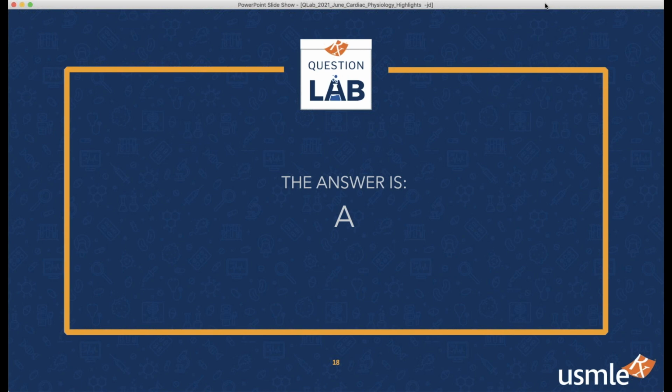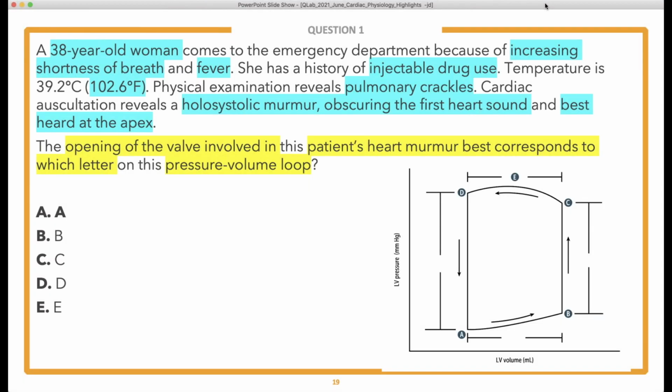Thank you, Sean. So yes, great job, guys. So this is a nice classic cardiac physiology question, looking at that pressure volume loop. So what's going on in this patient? Well, this patient has a new heart murmur. We know a few things. There's a fever, there's a history of drug use, and specifically injectable drug use. So this is likely suggesting infective endocarditis, okay?